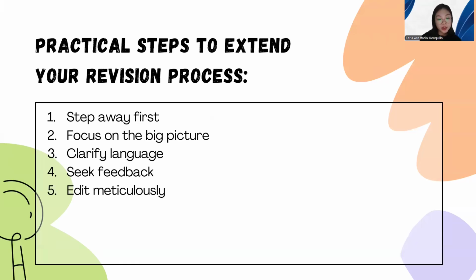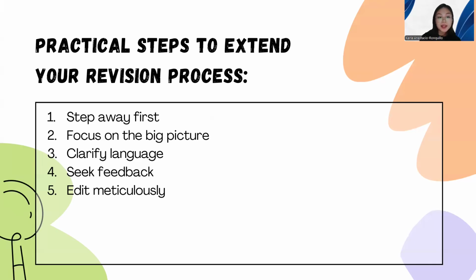In your first revision, focus on content and structure. Is your message clear? Does each part of your piece serve the overall purpose? Is there any redundancy? The third practical step is to clarify language. Look at your word choice, sentence structure, and flow. Are there places where your writing is awkward or unclear? Can your sentences be tighter?